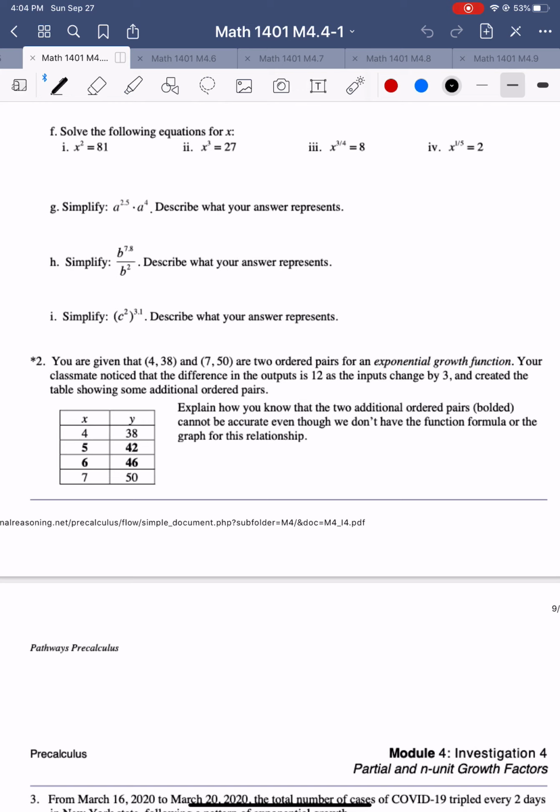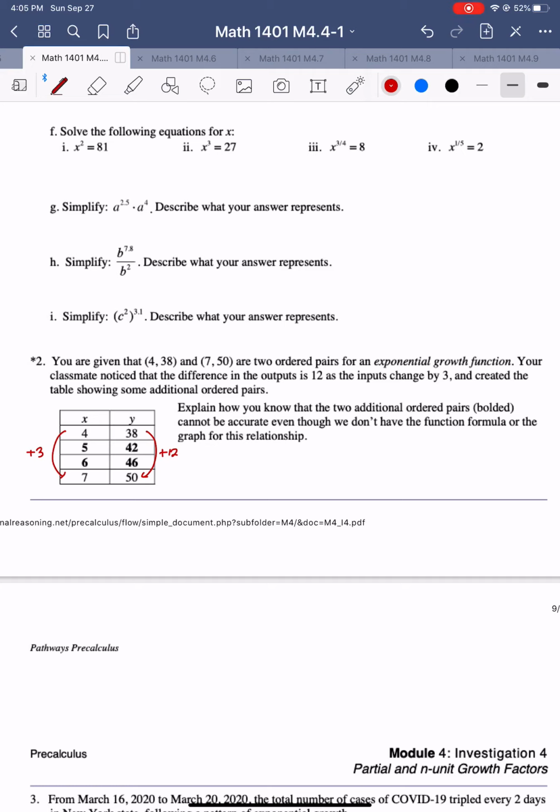You are given the 4, 38, 7, and 50. So you are given only these two ordered pairs for the exponential growth function. Your classmate noticed that the difference in the output is 12 and the input changed by 3. So they're talking about this from here to here. The input changed by 3, but the output changed by 12. So they create a table that shows some additional ordered pairs.